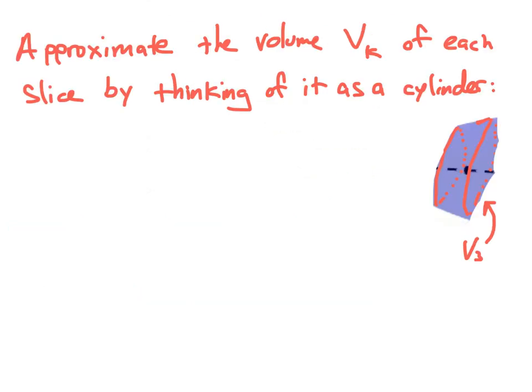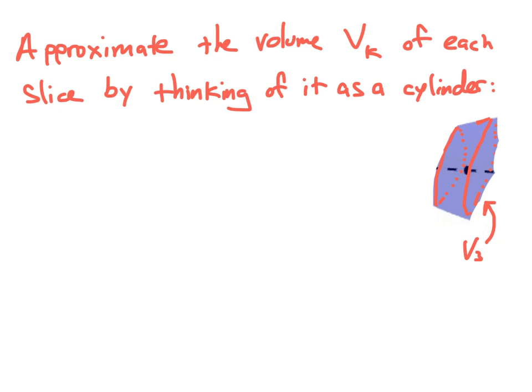Now that we've broken our solid up into several slices, our next step will be to approximate the volume of each of those slices by thinking of them as cylinders. The picture here shows a cropped image of the third slice of our solid that we were considering. So the volume of this particular slice is going to be labeled as V3 in our example.